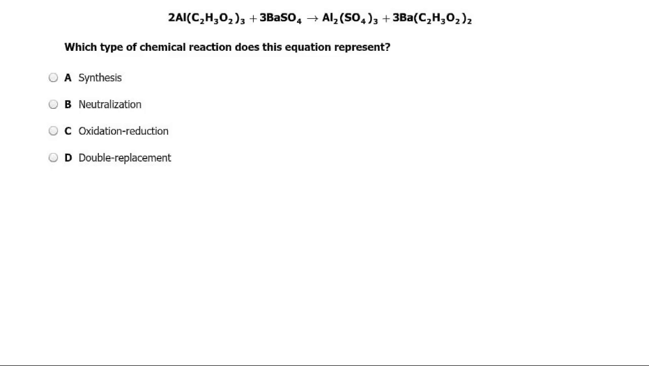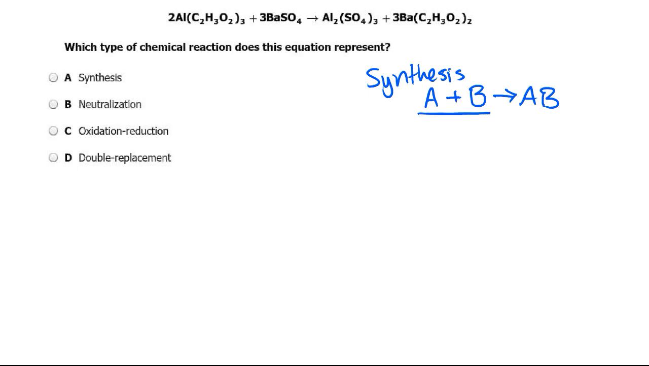Which type of chemical reaction does this equation represent? We talked about all sorts of chemical reactions, synthesis, decomposition, all those different ones. So a synthesis reaction is when you have two simpler substances coming together to create a more complex substance, such as a compound. You could have two compounds coming together to create a more complex compound, but a synthesis reaction will have two or more reactants and then a more complex single product.